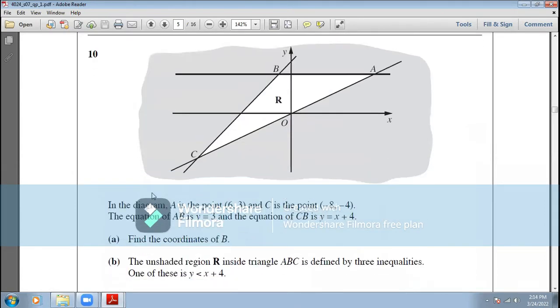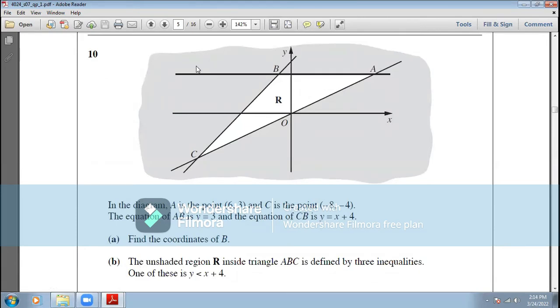The next question coming up on your screen is, in the diagram, A is the point 6, comma 3, and the C is the point minus 8, comma minus 4. The equation of the AB is y equals to 3. They are talking about this horizontal line AB. Its equation is y equals to 3. And the equation of the CB is this line. The equation of the CB line is y equals to x plus 4. They want us to find the coordinates of the B.